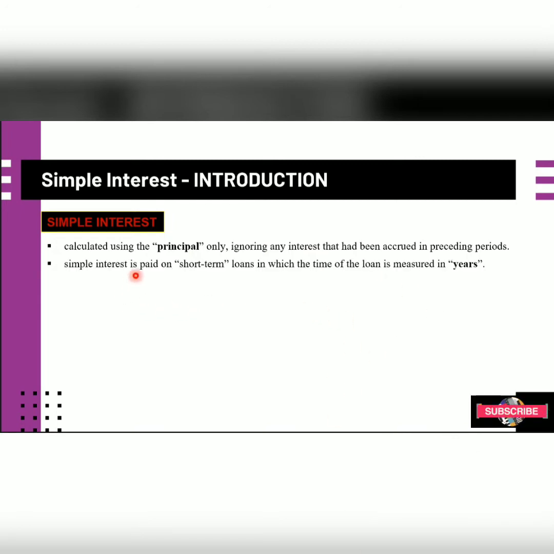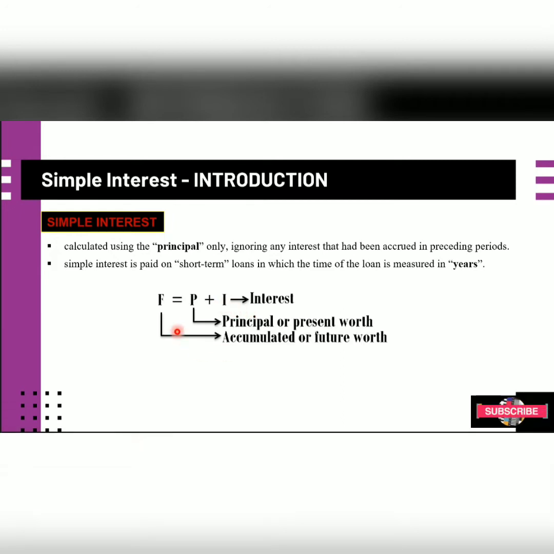And simple interest is paid on short-term loans in which the time of the loan is measured in years. So take note that this time of the loan is measured in years. And we have now this simple formula relating our interest to the future and the present worth amount for the principal. F is equal now to P plus your interest I, and our F here is the accumulated or future worth amount, and our P rather is the principal or the present worth amount, and our I is just simply the interest.